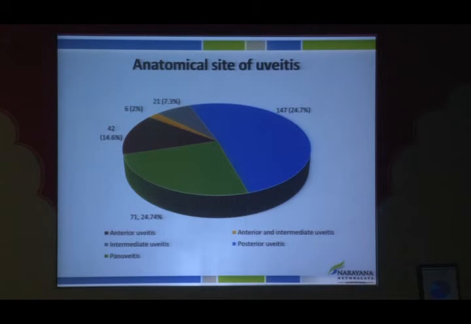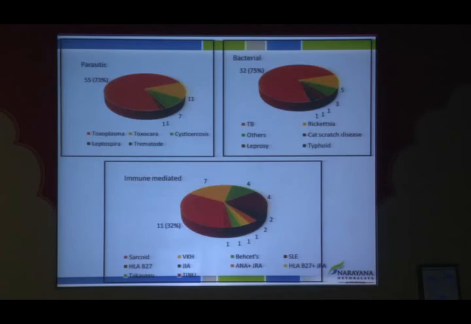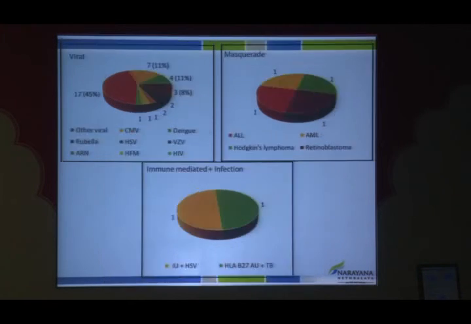Anatomically, posterior uveitis was the commonest presentation in our series, which contradicted other reports, maybe because of the referral pattern. In the etiology, idiopathic was the commonest, followed by parasitic infections. In the parasitic, toxoplasmosis was the commonest. In the bacterial, tuberculosis was the commonest cause. In the immune-mediated disease, sarcoidosis was the commonest cause. In viral, non-specific viral entities were the commonest, followed by CMV infection.